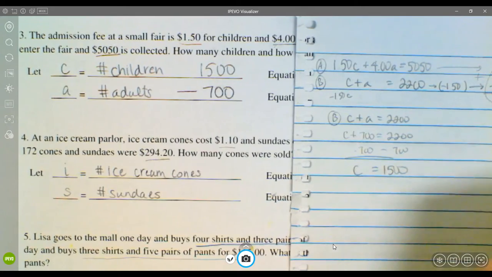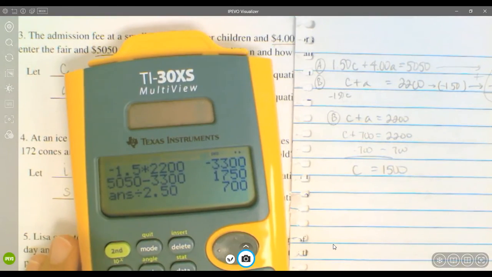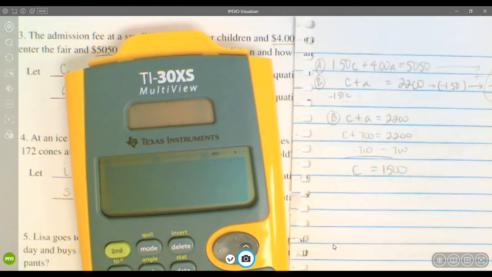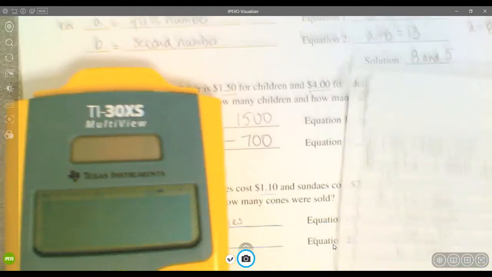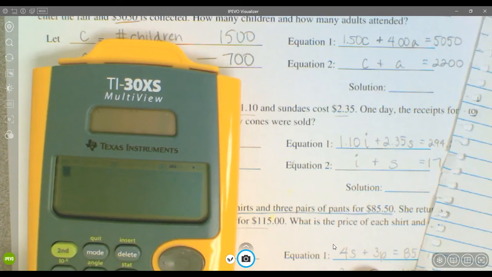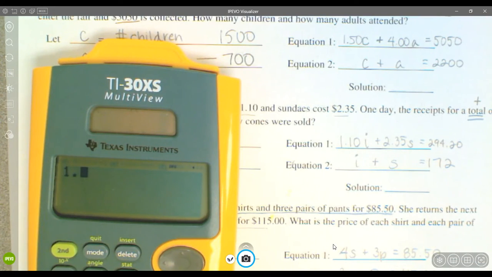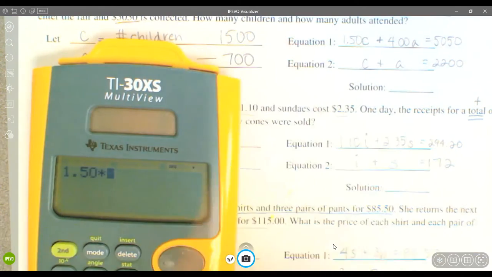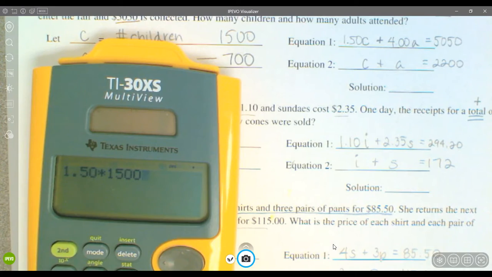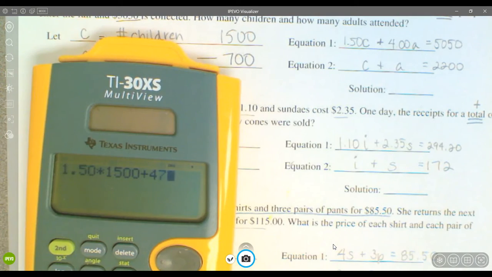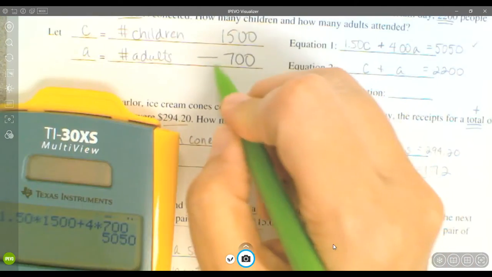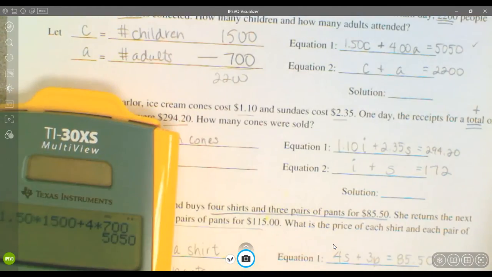And I do want to check this just because after doing all that work, it would really suck to get it wrong over some little thing. So let's look at what we have here. If we collect $1.50 from every child, there are 1,500 of them, plus $4 from each of the 700 adults, I should get $5,050. Oh, thank goodness. And then when we add these, we do get 2,200.